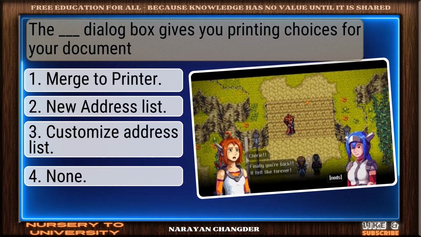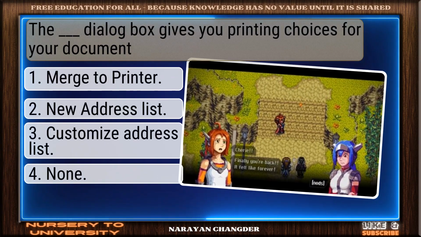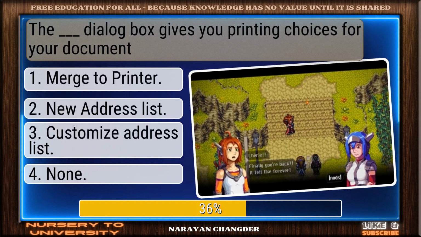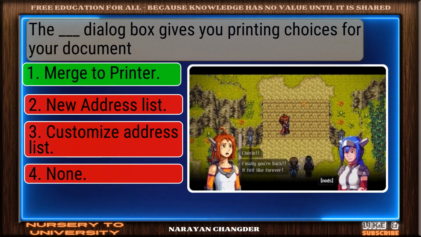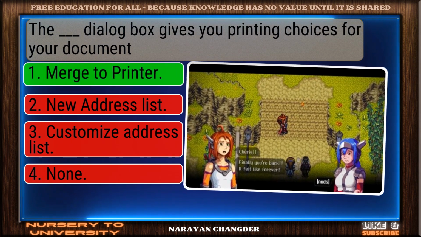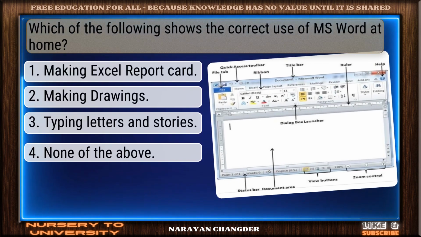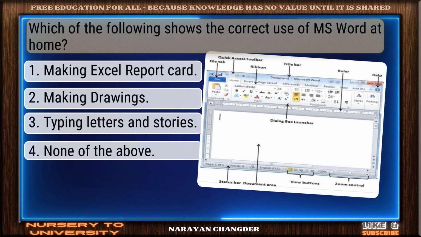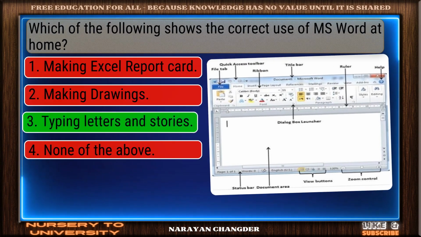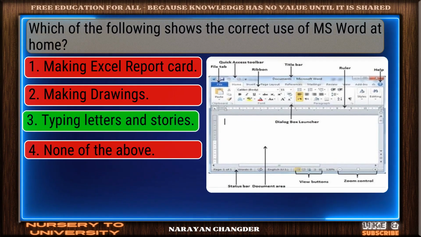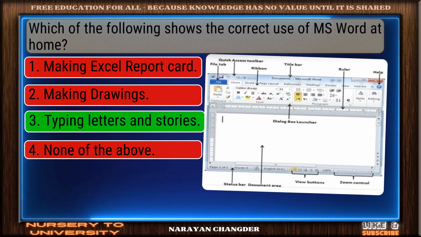The dash dialog box gives you printing choices for your document. Well picked. Merge to printer is the correct answer. Which of the following shows the correct use of MS Word at home? Solid response. Typing letters and stories is a valid choice.